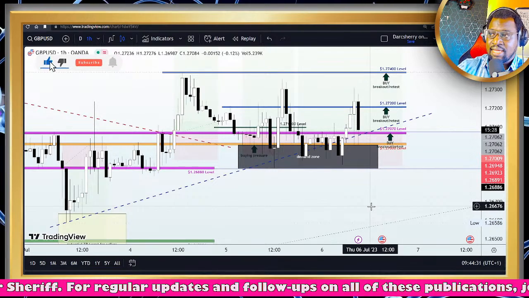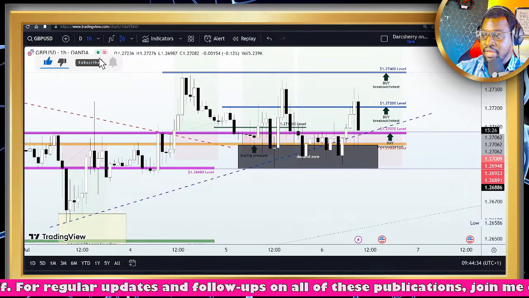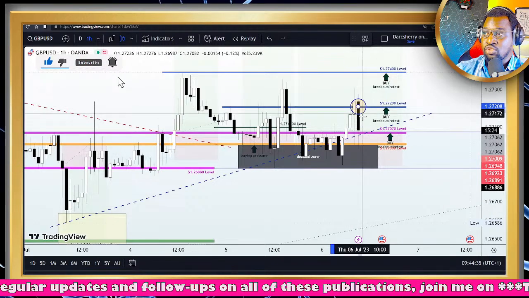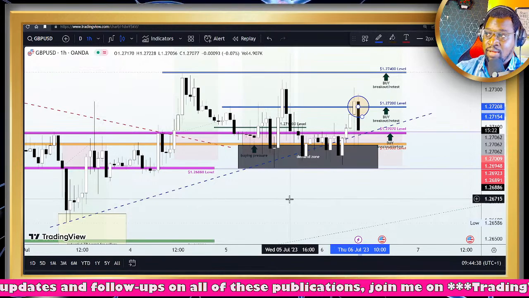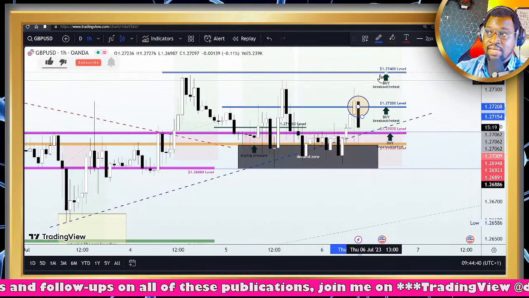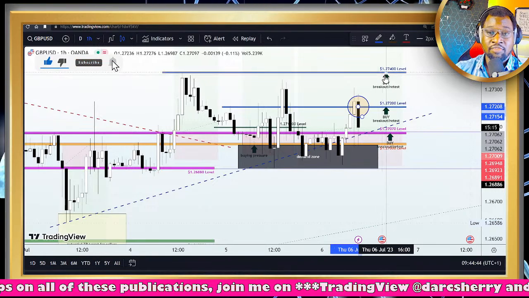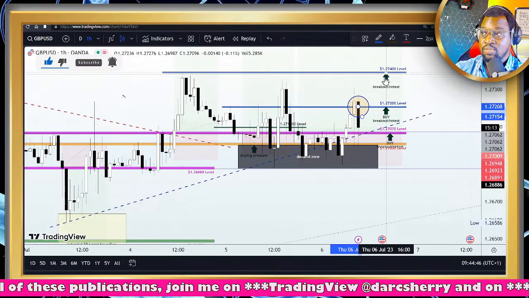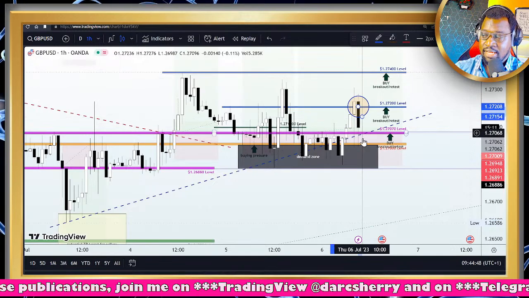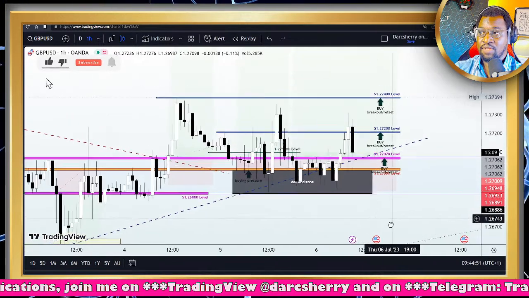So after being taken out here, let's have a buy stop order again above the 1.272. Let's see how this is going to play out. And if it continues to the upside, we also have another buy stop order above the 1.274 to capitalize on this potential move to the upside. So this is how we are going to be looking at the GBPUSD today.